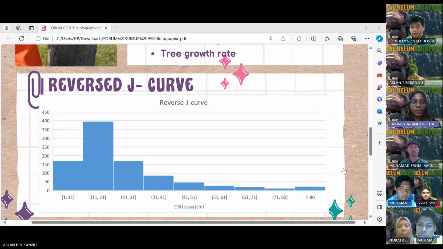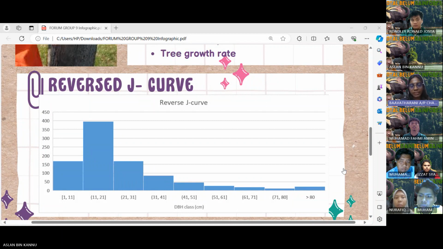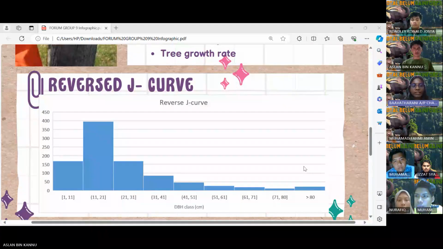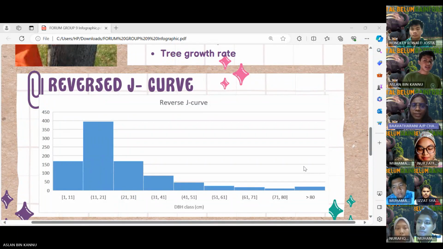In a forest, if we look at how many trees there are based on their size, we might notice something interesting. Imagine a shape like the letter J, but flipped upside down. In this forest, there are more small trees than big ones. The upside down J is a sign that the forest is doing well. It means there are a lot of young trees growing, showing that the forest is actively renewing itself. This kind of pattern is called reverse J.